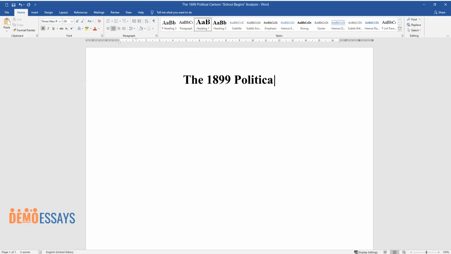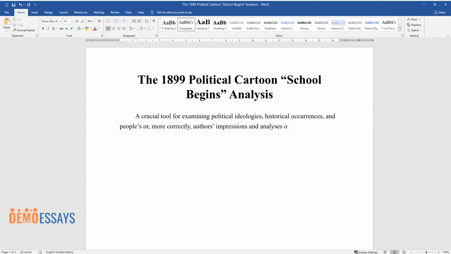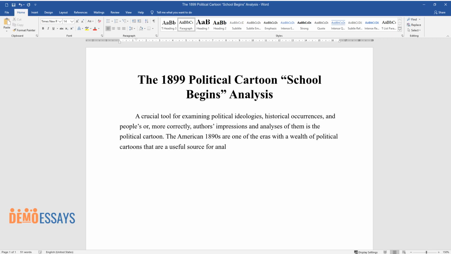The 1899 political cartoon "School Begins" is the subject of this analysis. A crucial tool for examining political ideologies, historical occurrences, and people's or, more correctly, authors' impressions and analyses of them is the political cartoon. The American 1890s are one of the eras with a wealth of political cartoons that are a useful source for analysis.